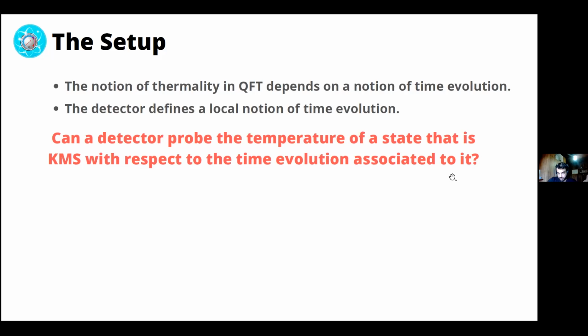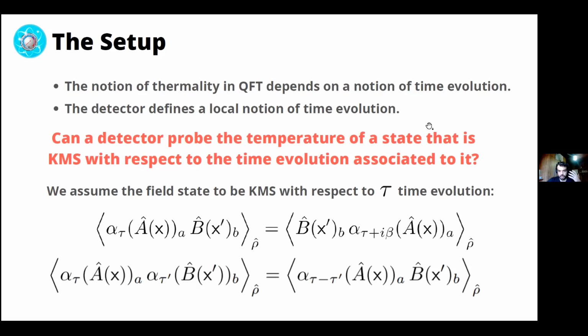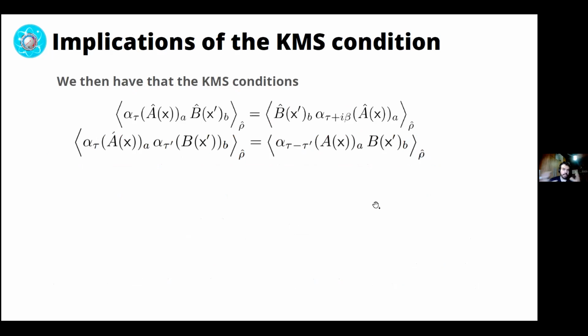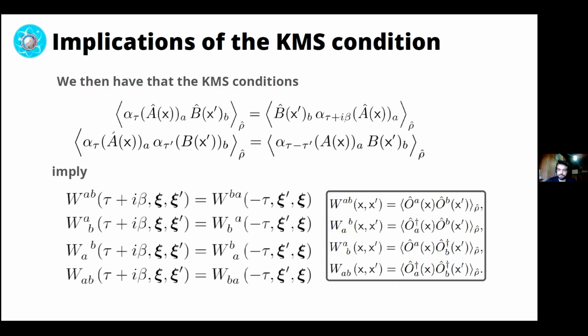This means essentially that, using tau as the proper time parameter of the detector, we will assume a field in a state that is KMS with respect to this local notion of time evolution induced by the detector. So it will satisfy the KMS condition for any two operators A and B, and it will also satisfy the stationarity condition that we discussed earlier, again with respect to the local time evolution induced by the detector. Now, using these two conditions, we can explore what happens with the excitation probabilities and things like this. First, let's see what happens with the two-point functions of the state in Fermi normal coordinates, which are already naturally adapted to this flow.